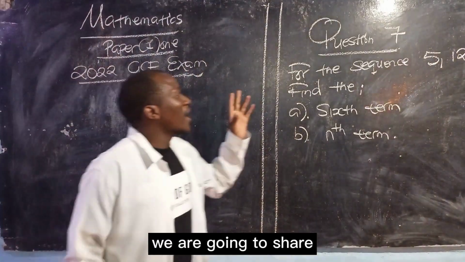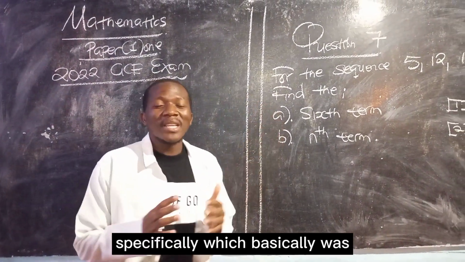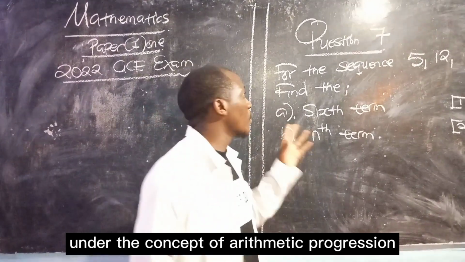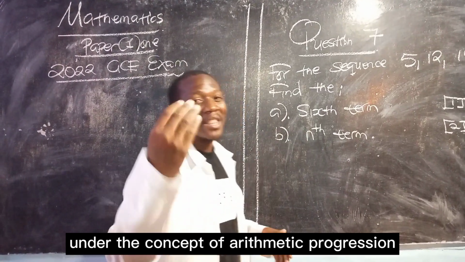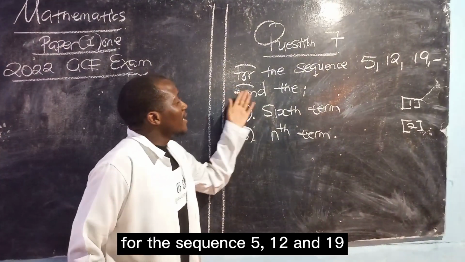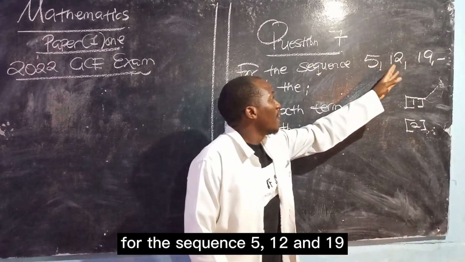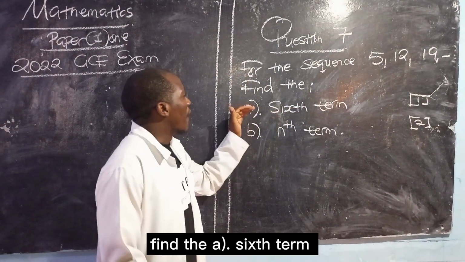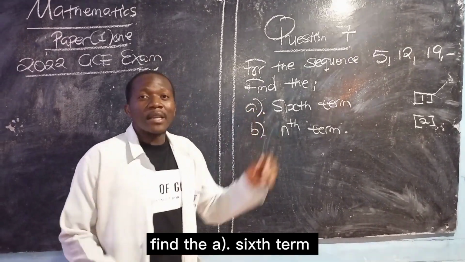We're going to share question 7, which basically was under the concepts of arithmetic progression. The question reads, for the sequence 5, 12, and 19, find the 60th term.